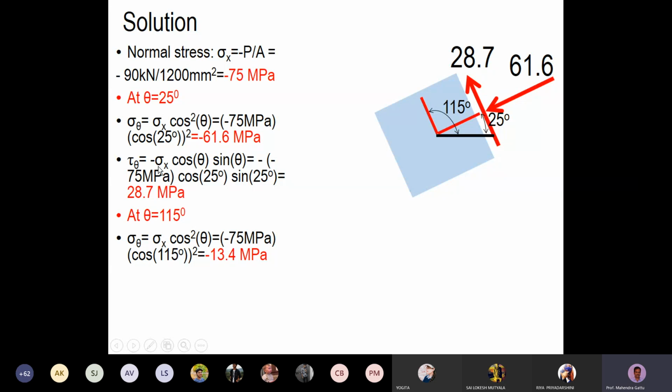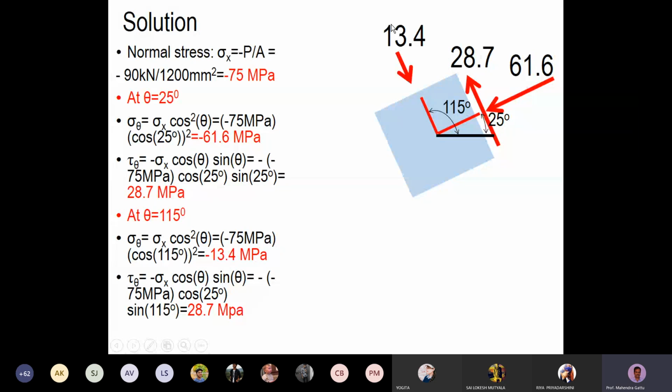And tau theta is minus sigma x cos theta sin theta. So minus, or minus 75 will become positive, and you're getting 28.7 megapascal. So tau theta, this is a positive phase and we are getting a positive value. So this 28.7 will act in this direction, and sigma theta is minus 13.4. So it is sigma theta in this direction away from the element with a negative value. So what we will do is turn the arrow and remove the negative sign. So we are getting 13.4 normal stress and 28.7 shear stress.